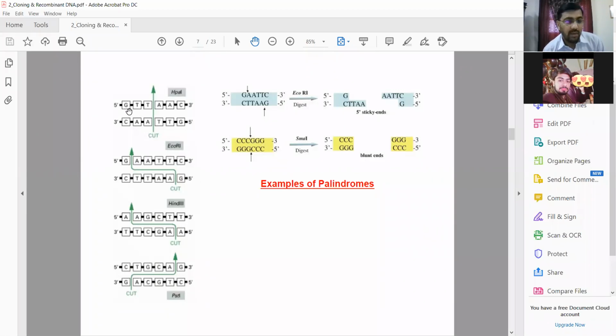If you see this sequence, it's GTTAAC, and on the reverse side, it's again GTTAAC. Such a sequence is called a palindromic sequence, which reads the same from 5' to 3' on both strands. Similarly, for HindIII, it's AAGCTT, and on the reverse strand, read from the 5' end, it's the same sequence. Such a sequence is called a palindromic sequence.